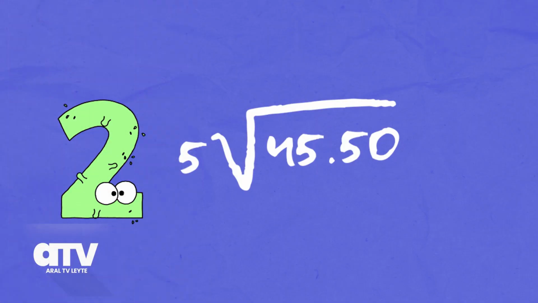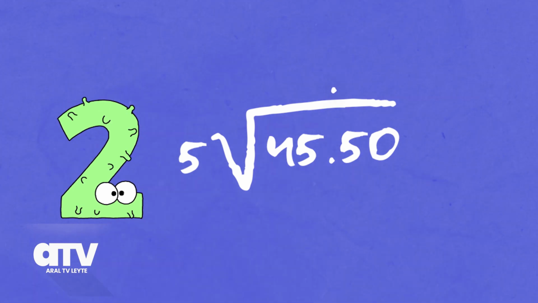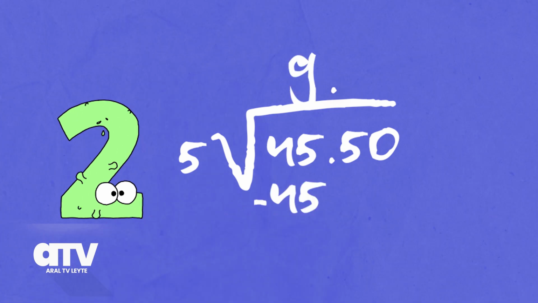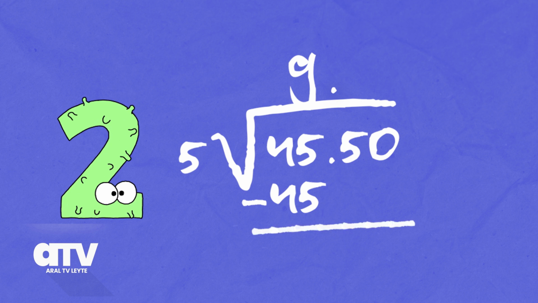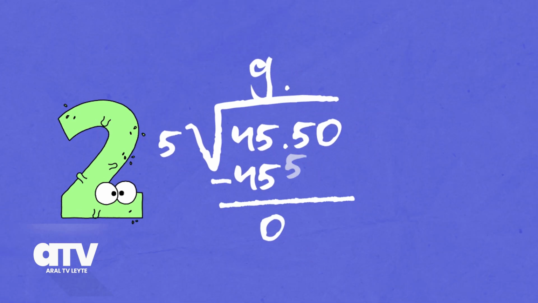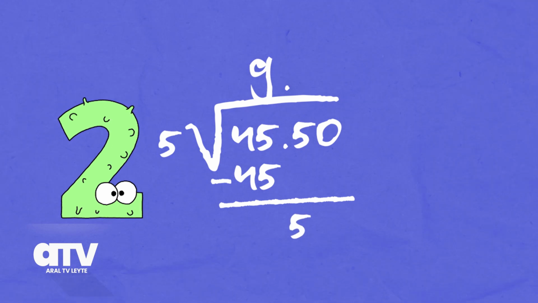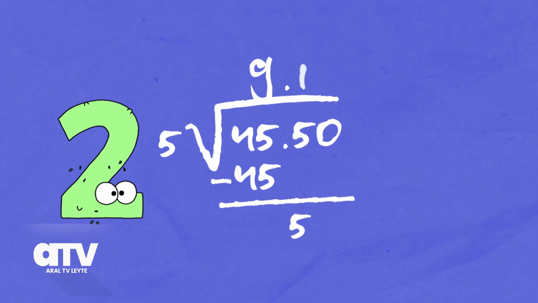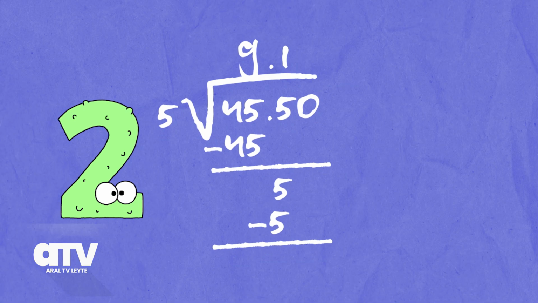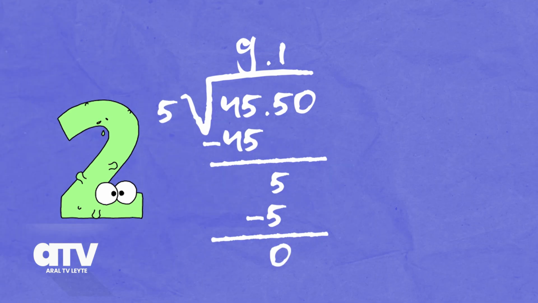Divide 45 pesos and 50 centavos by 5. 45 divided by 5 is equal to 9. 9 times 5 is equal to 45. 45 minus 45 is equal to 0. Bring down 5. 5 divided by 5 is equal to 1. 1 times 5 is equal to 5. 5 minus 5 is equal to 0.